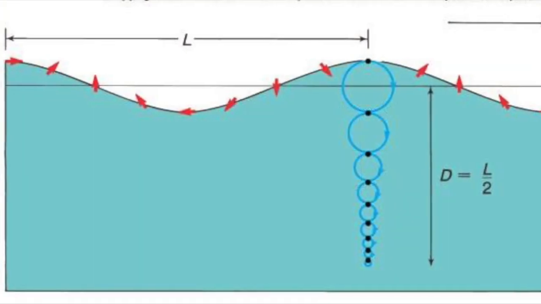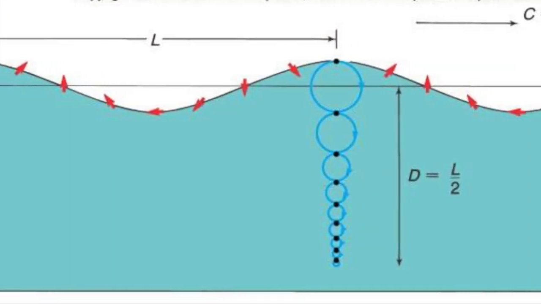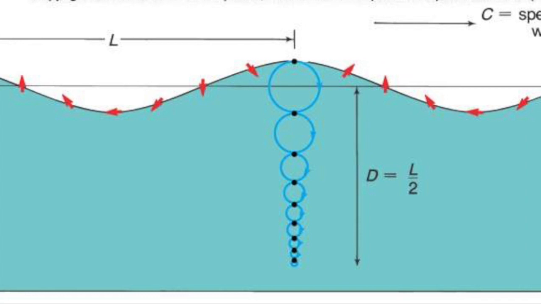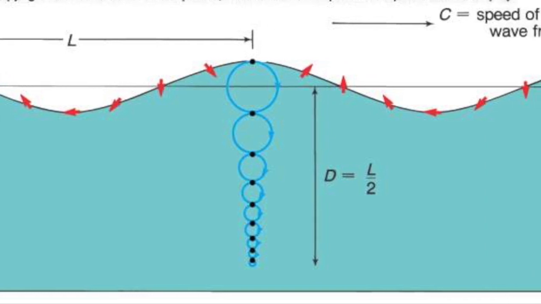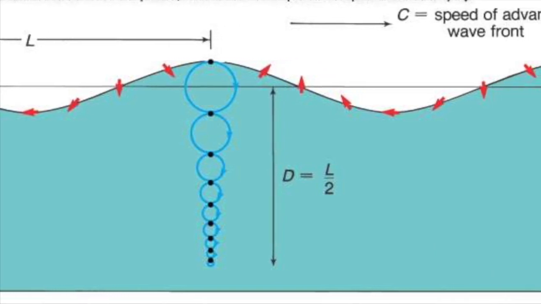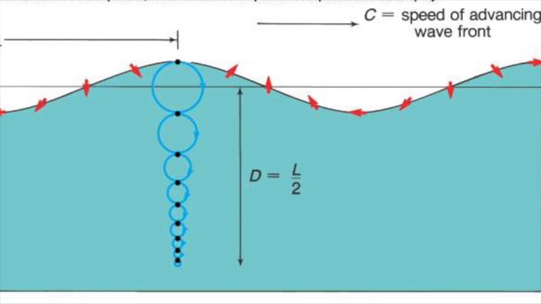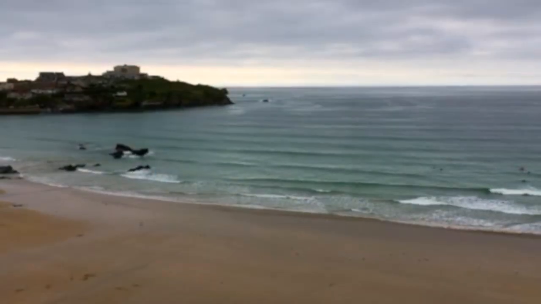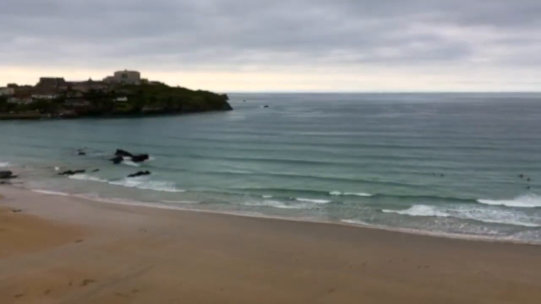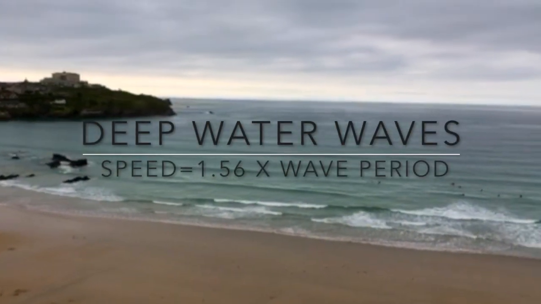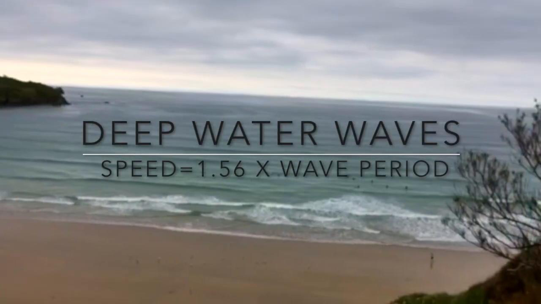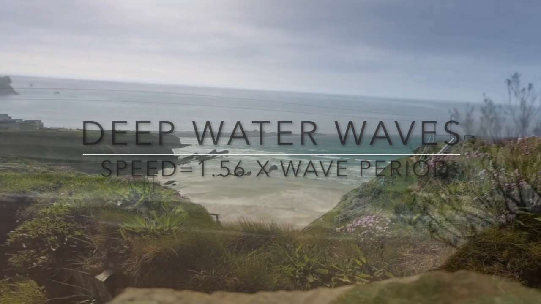A circular path or orbit is formed by the water molecules in the wave as they move forward. The wave motion does not extend far below the surface as the kinetic energy transferred reduces. Deep water waves are defined where the wave occurs in water that is deeper than half of the wavelength. Wave speed can be calculated from the wave period.